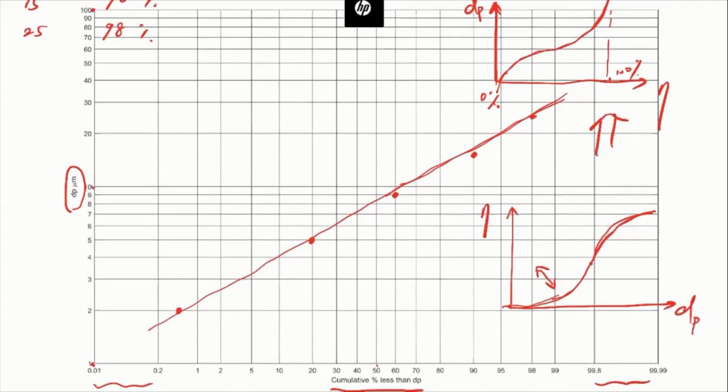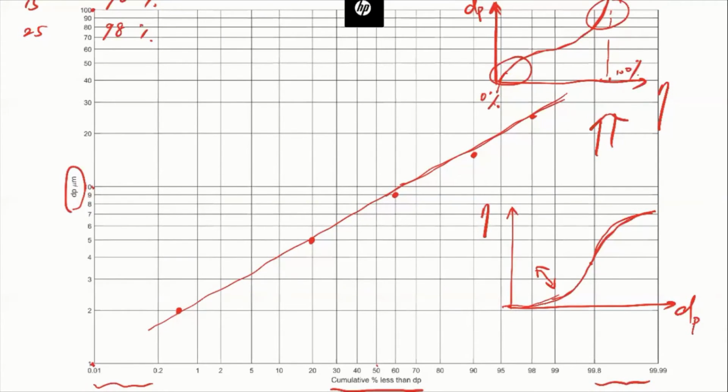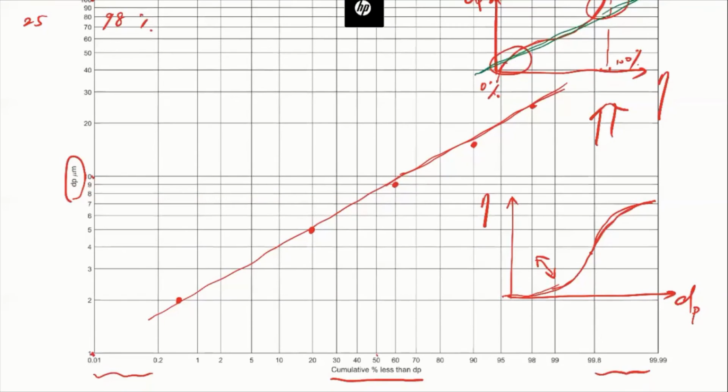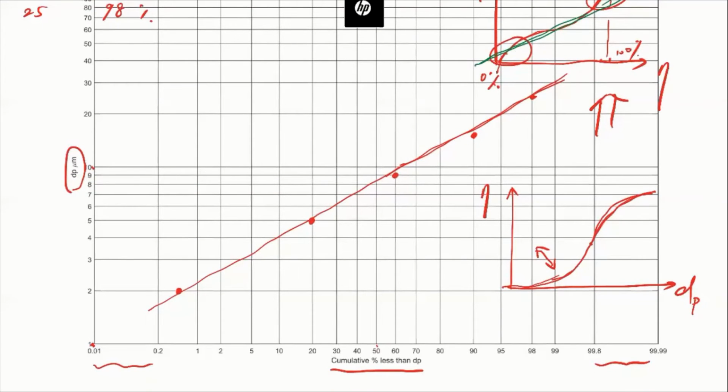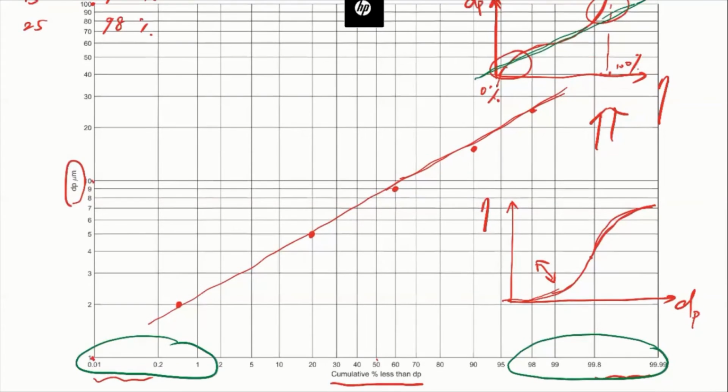Now you see what this plot does is it basically stretches out the region here and here. It stretches the fraction when it's getting close to 100%, and also stretches the fraction when it's getting close to 0%. By stretching that, we can get a linear plot. So we stretch out the region where the fraction is the largest, and also the region where it's the smallest. That's why we get this plot here.